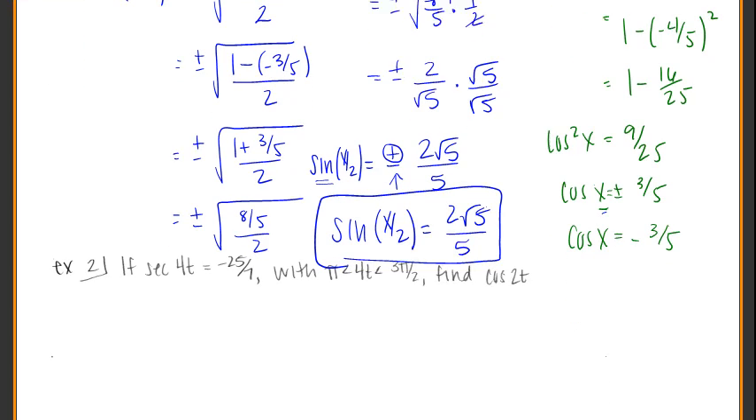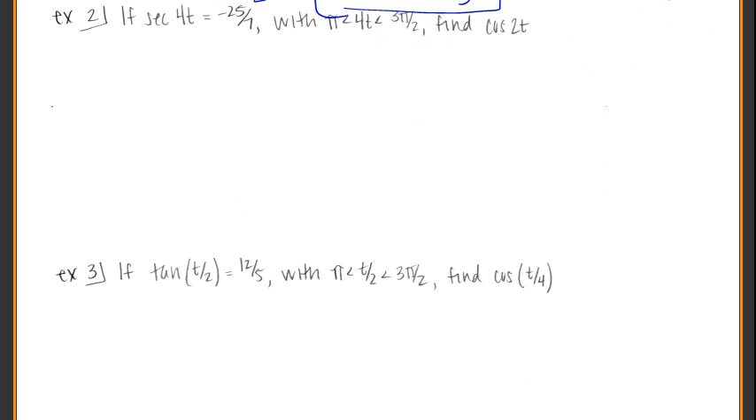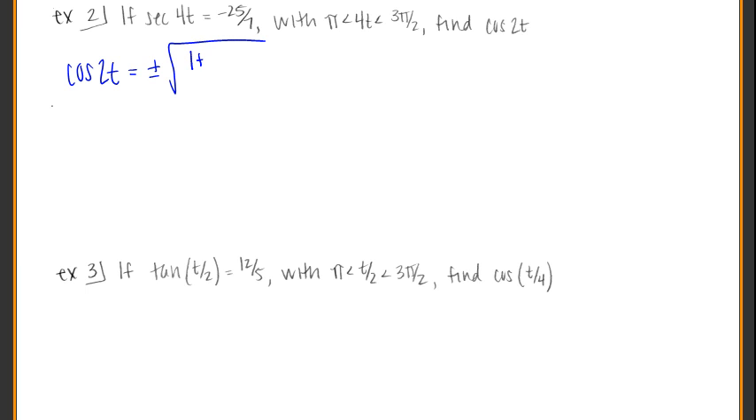Okay. So let's try that again with example 2. In example 2, we want to find cosine of 2t. So cosine of 2t is plus or minus the square root of 1 plus cosine of double that, which is 4t, over 2. Okay, well, what's given to me that maybe I can possibly use? Well, I need cosine of 4t. I'm given secant of 4t. Well, if I know secant, don't I know cosine?